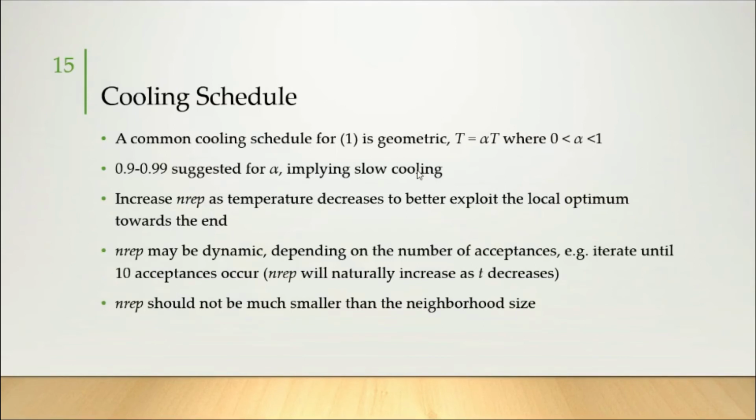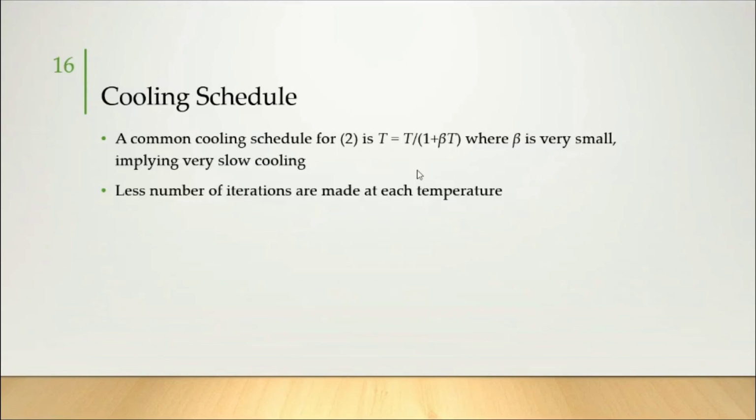In normal simulated annealing, as the temperature decreases, the n rep also decreases. But in modified versions, in order for simulated annealing to perform better, it can be changed the other way. So n rep should not be much smaller than the neighborhood size. That is, the repetitions should not be very much smaller than the neighborhood size.